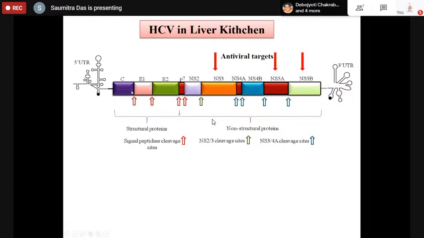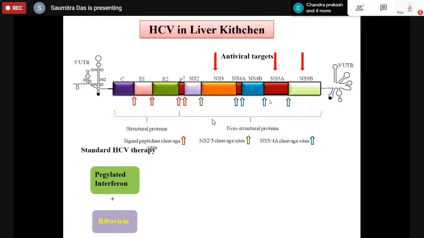There are structural proteins like the core and envelope proteins. The P7 is actually an ion channel protein. And there are non-structural proteins which coordinate different functions of the virus, like NS2. NS3 is the viral protease, NS5B is the RNA-dependent RNA polymerase, and NS5A is the one that actually determines the sensitivity to the interferon.